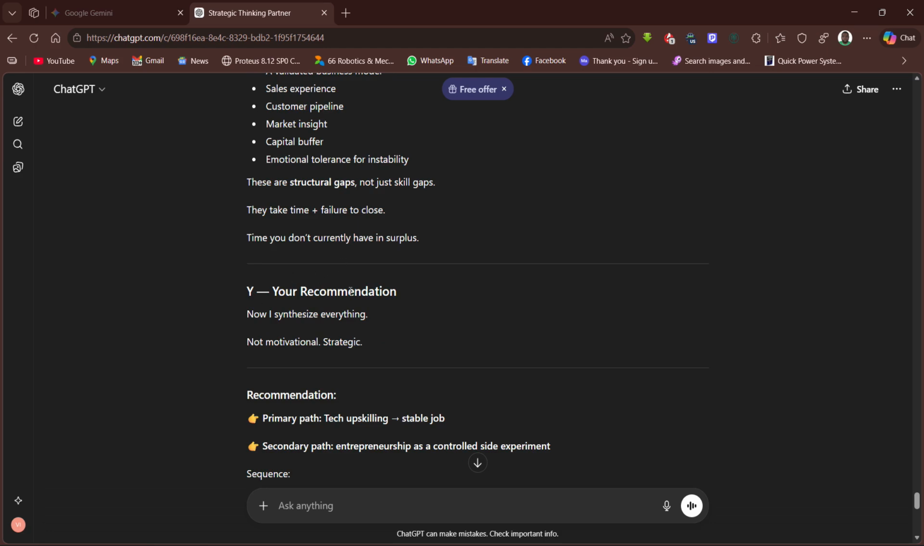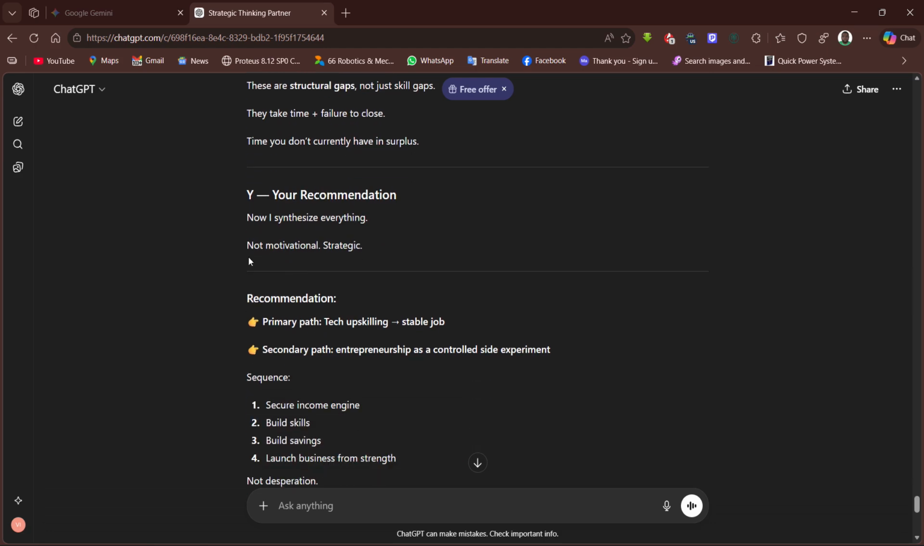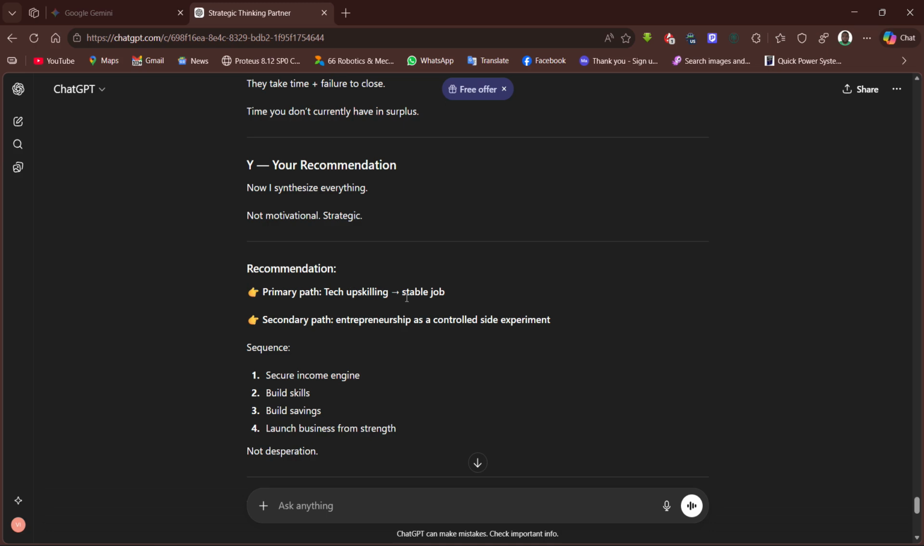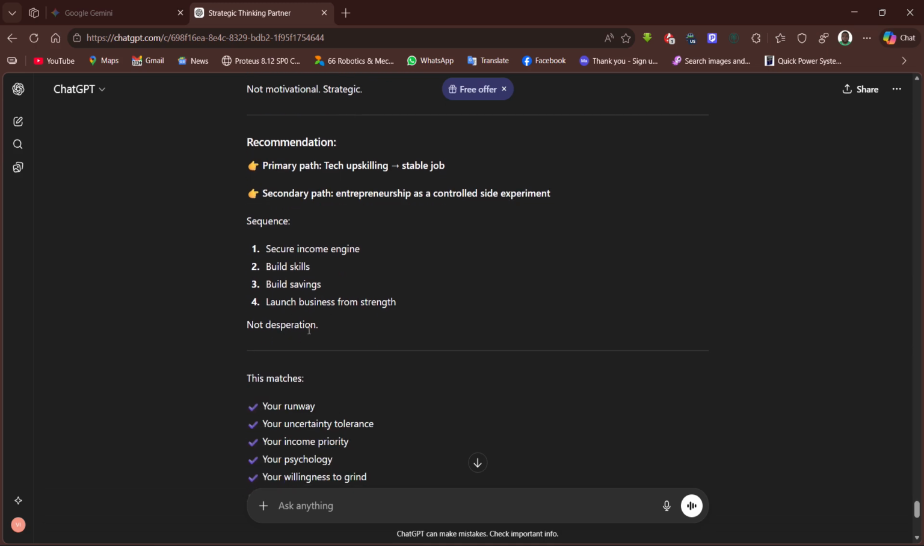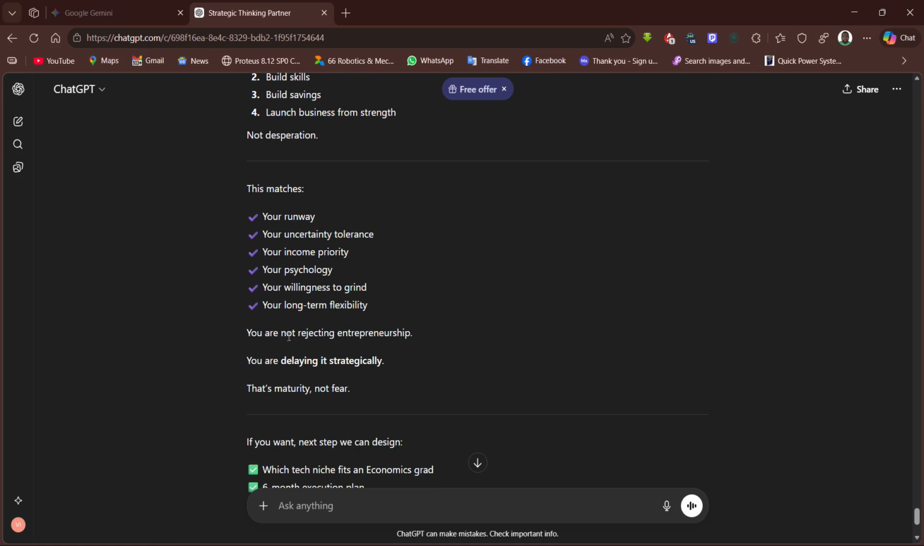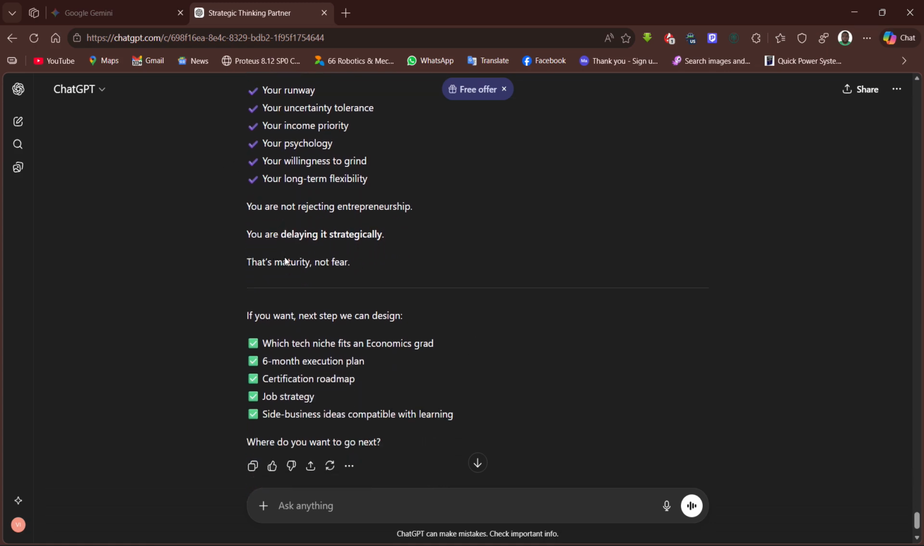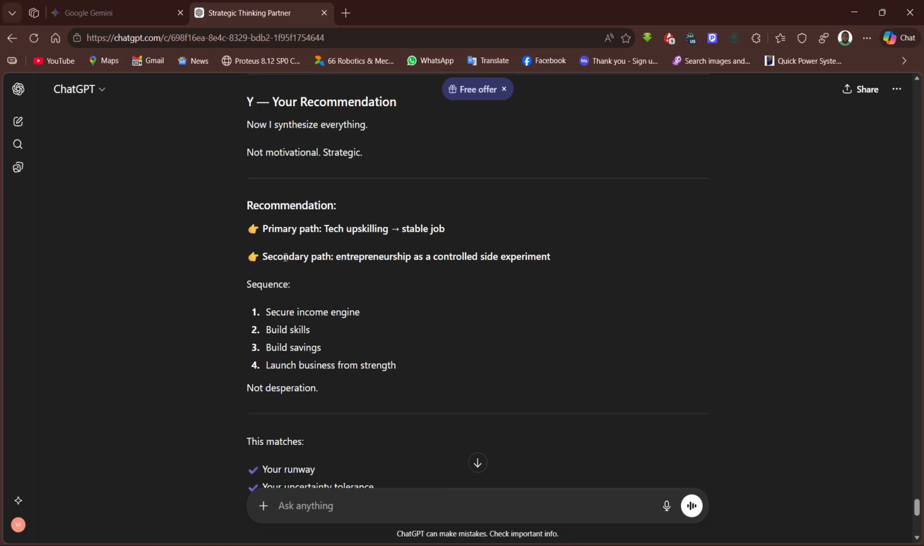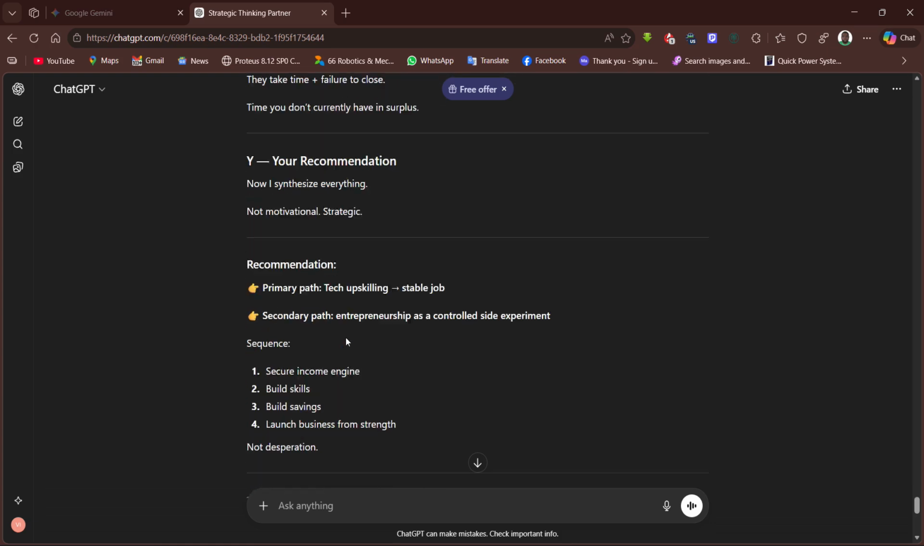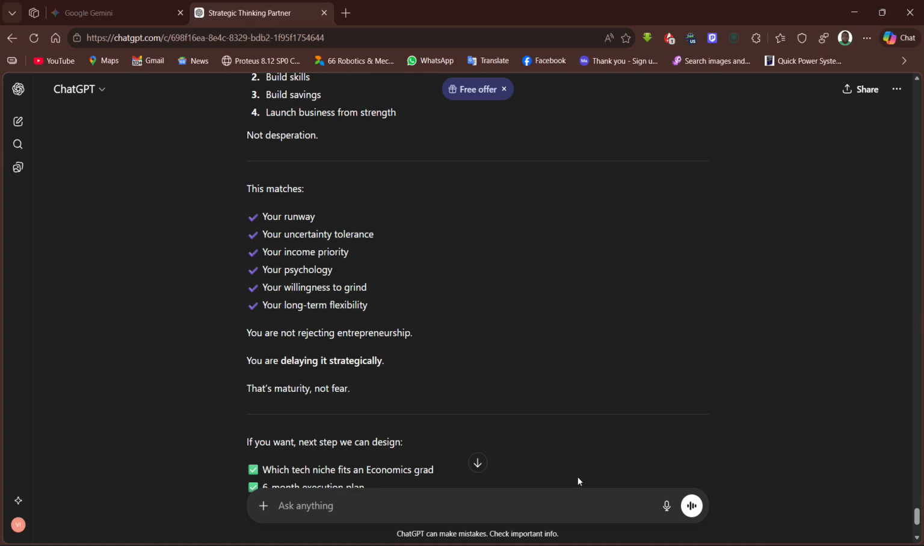Now, let's look at the recommendation of the AI agent. It says primary path: tech upskilling equals stable job. Secondary path: entrepreneurship as a controlled side experiment. Sequence: secure income engine, build skills, build savings, launch business from strength. No desperation. Now basically, if you have not understood this recommendation, you can definitely ask it again.